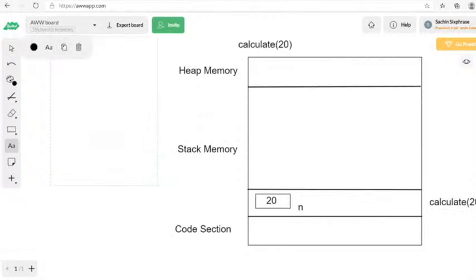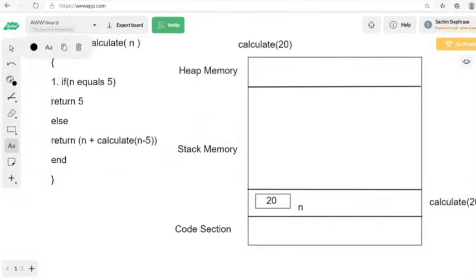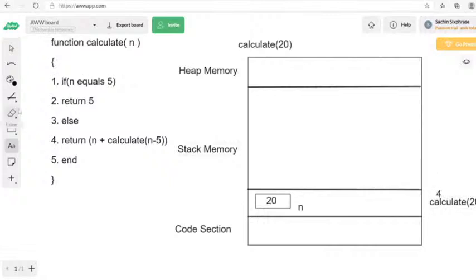If we number the lines, this is line number 1, this is line number 2, line number 3, line number 4, and line number 5. There are five lines in total. In calculate of 20, we have reached only the fourth line, and the fourth line has a function call.